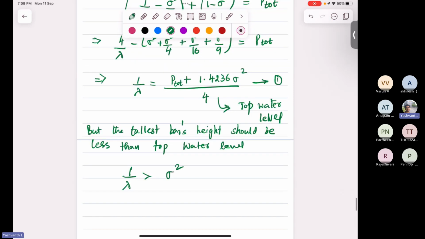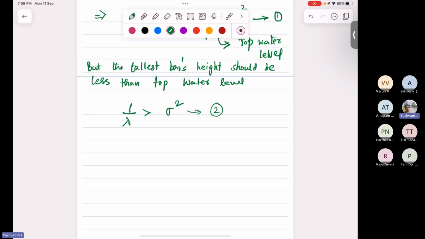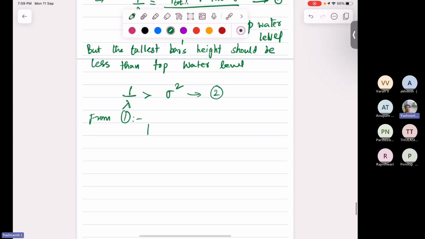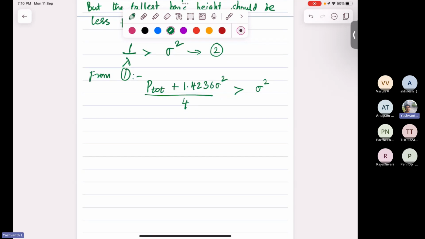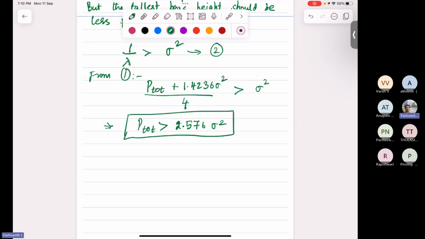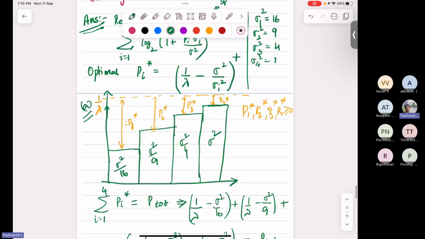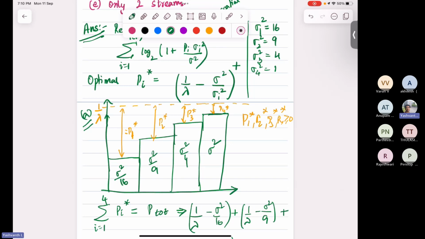But I already know what 1 by lambda is. If I call this 2, from 1 I know the value of 1 by lambda. It says P tot plus 1.4236 sigma square by 4 should be greater than sigma square. If you solve this inequality, you will show that your P tot must be greater than 2.576 sigma square. So this is a condition that your total transmit power should satisfy, so that all the 4 streams will get some non-zero power.